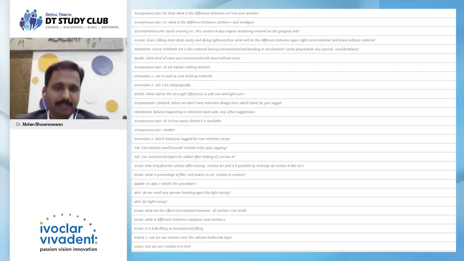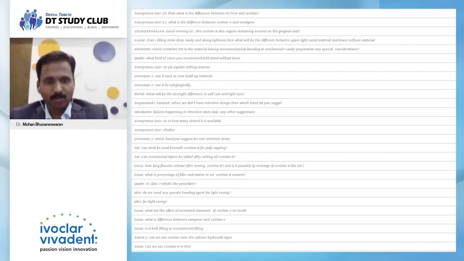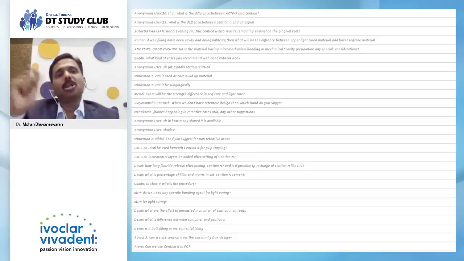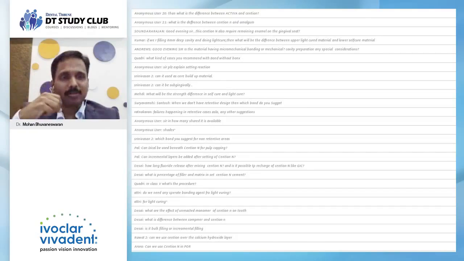Can incremental layers be added? Good question. I forgot that. Thank you, whoever asked this question. If saliva is not contaminated, we always have this oxygen inhibitor layer, right? Like the composite. So that would bond. That's why I tell you that, though if you do not have any occlusal interferences, please finish, because it has a tendency to grab the stains.